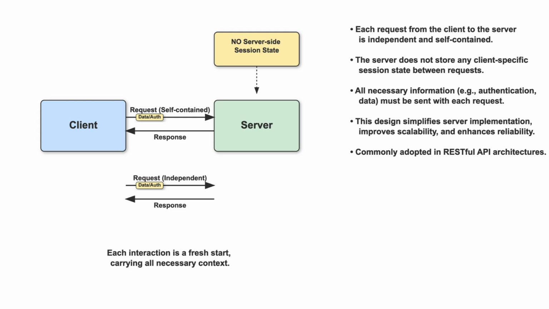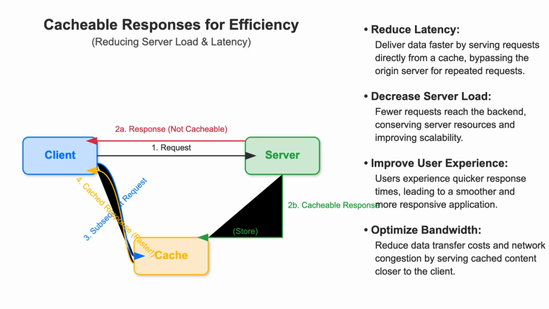Third, self-descriptive messages. Each message includes enough information to describe how to process it using HTTP methods, headers, and status codes. This is clearly shown in the self-descriptive API messages visual. And fourth, hypermedia as the engine of application state, or HATEOAS. This suggests clients should navigate the API entirely through links provided in the server's responses.